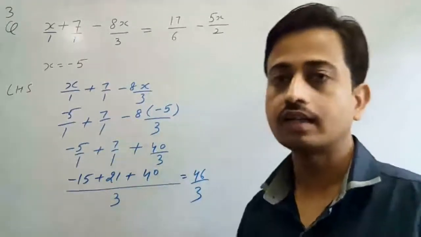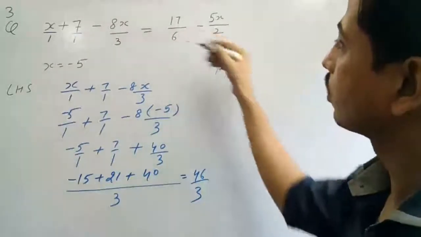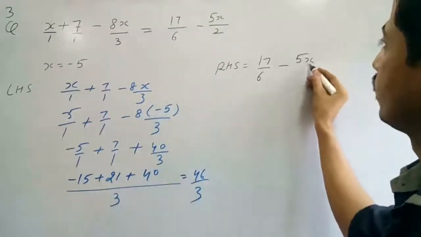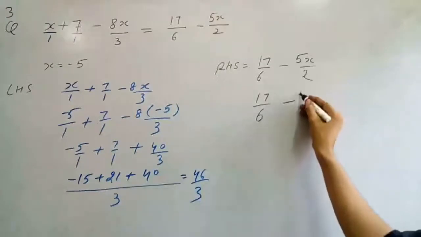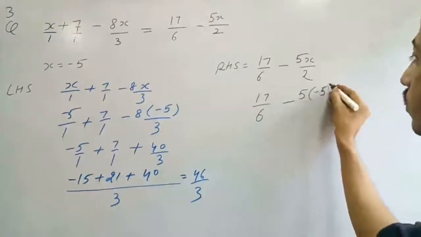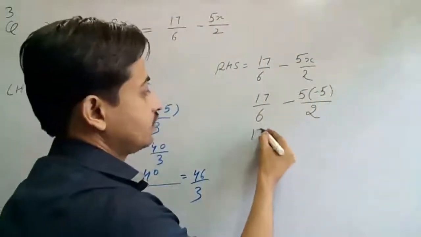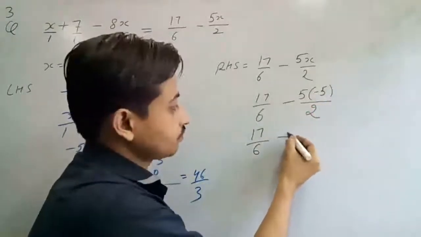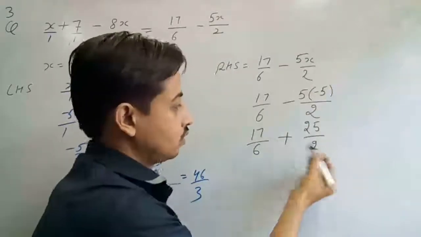Now we have to take the right hand side. Right hand side is what? 17 divided by 6 minus 5x divided by 2. Solve it. 17 by 6 minus 5 into x. The value of x is minus 5 divided by 2. You have to solve it. 17 divided by 6. Negative negative becomes positive. 5 into 5 we get 25 divided by 2.